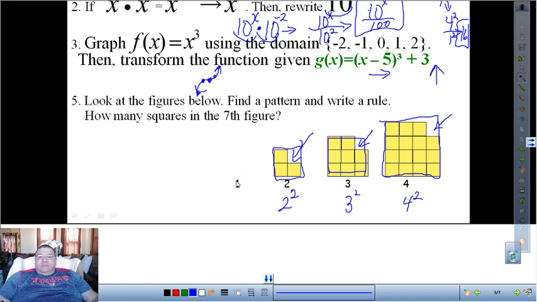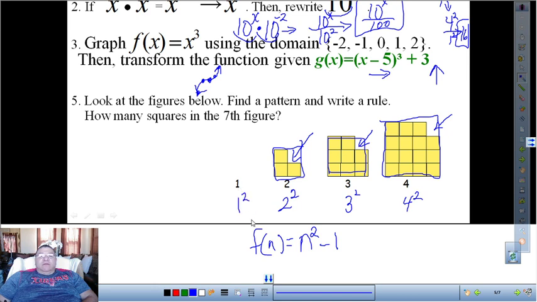So let's go to this one. What do you guys notice? It's missing something. So think about it. If this was a rule, then f of n equals n. If it did have the square, what would we write? N to the what? That is correct, to the second. However, it's missing one of the squares, so what do we do? That's right, minus 1.